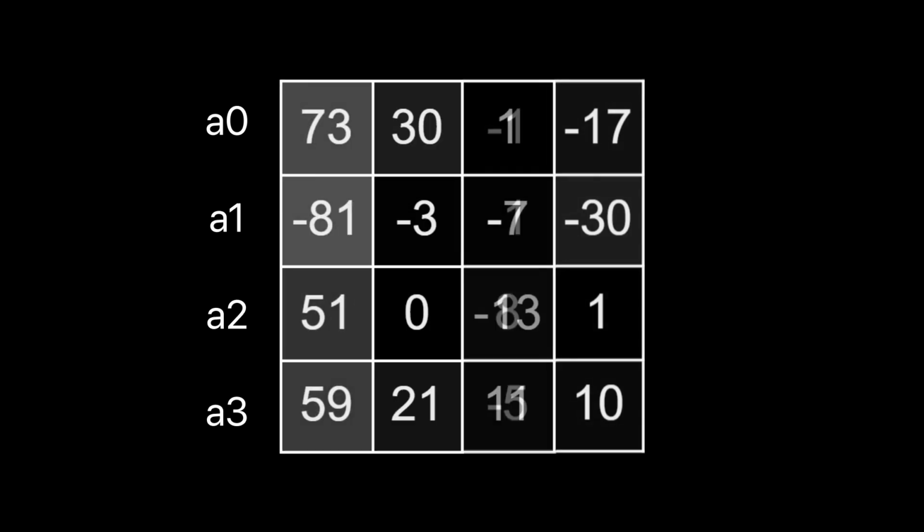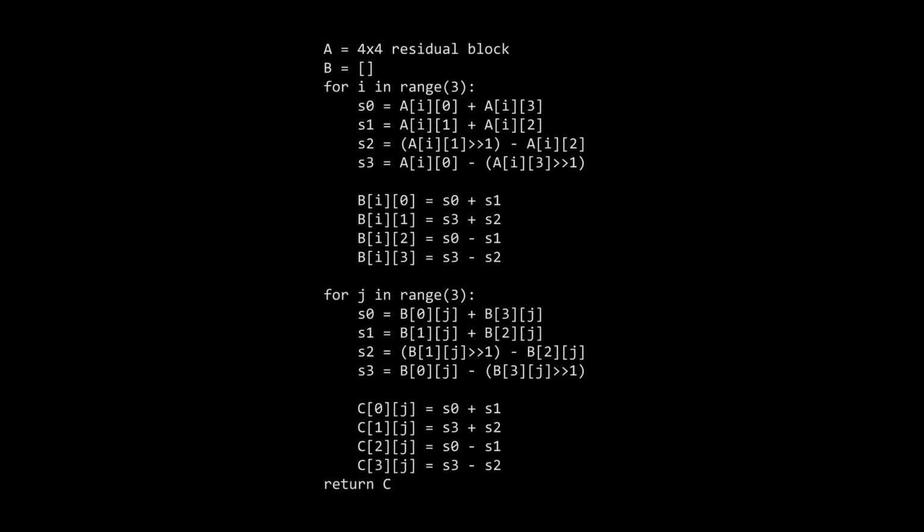To finish the transformation, transform the columns based on the coefficients we obtained earlier. We are left with a 4 by 4 block of coefficients that have been transformed and transformed again. Here is the full transformation code.